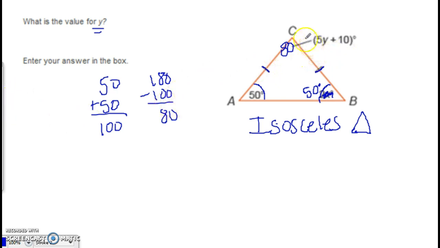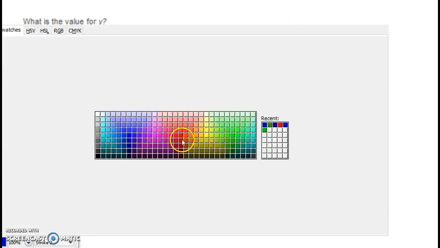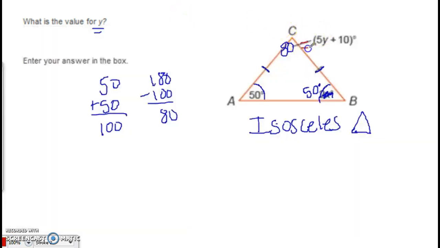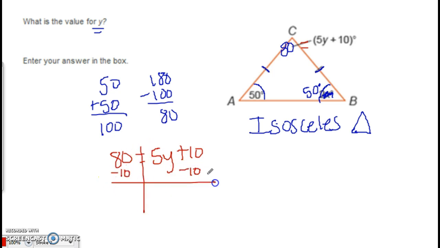We still have to solve for y, but now we have enough information because we can set 80 equal to 5y plus 10. And then from here we can solve it. We can subtract 10 from each side, divide by 5, and y is going to equal something. Let me divide it. 14. So here our answer for y is 14.